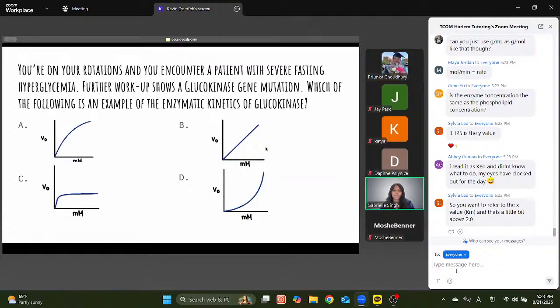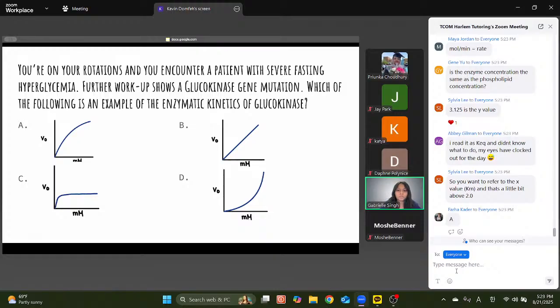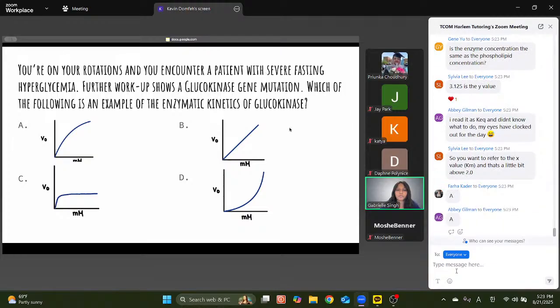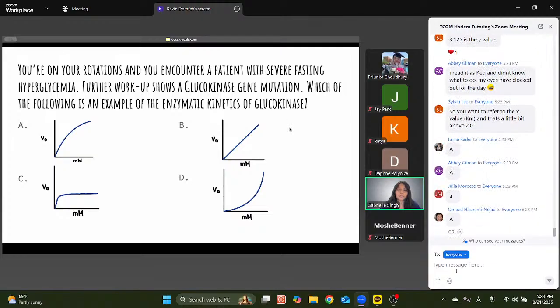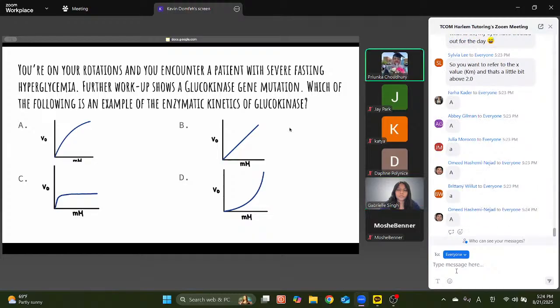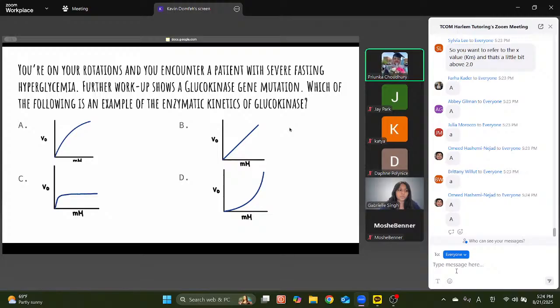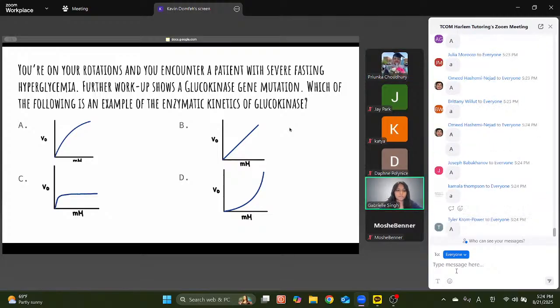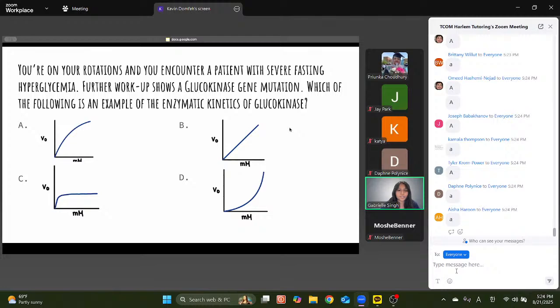All right, so we'll do this question next. Do you guys want to read it? Okay, we have one for A. Does anyone have any other answers? Okay, I feel like I'm seeing a lot of A's, so that's good. So yeah, A is the correct answer.